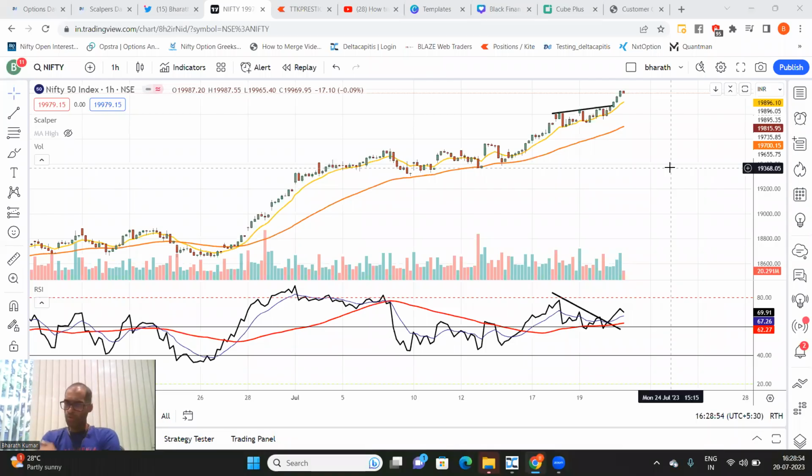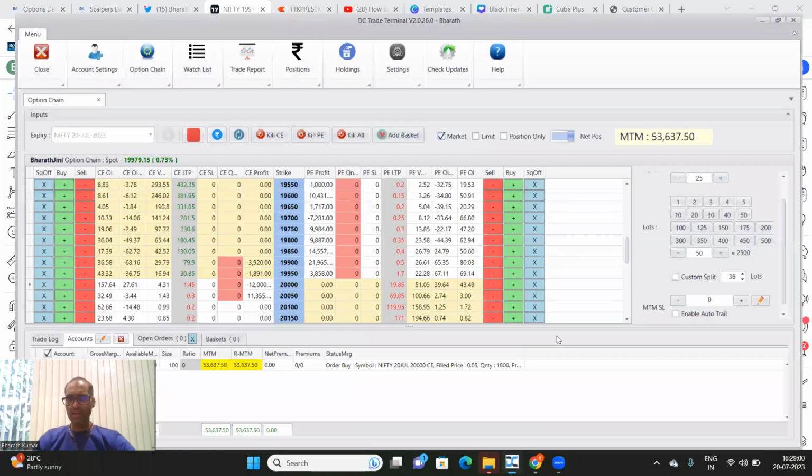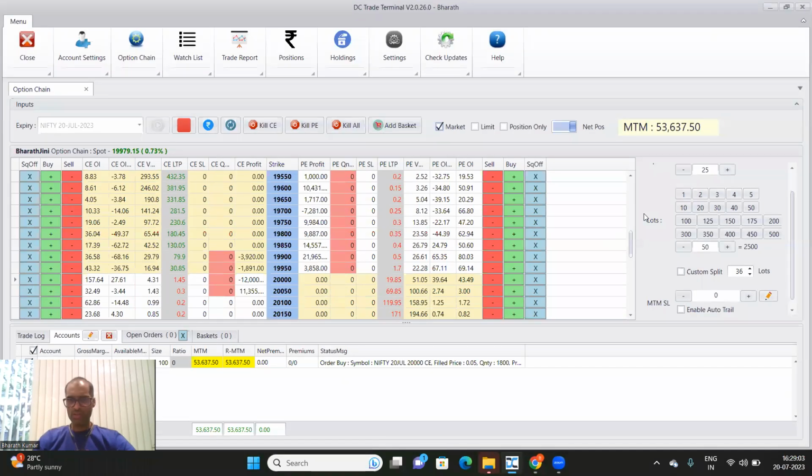Very good evening. What a move in both Nifty and Bank Nifty. Both made lifetime highs. And how did I manage my expiry? Pretty simple. I kept selling put options. I'm an option seller. I do options buying, but not always.